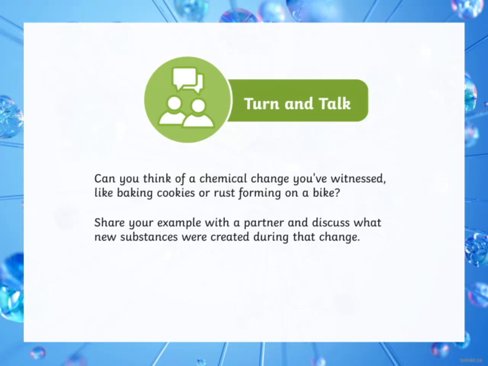Think about a chemical change you've seen happen, maybe baking cookies, or rust forming on a bike. What's really happening there? New substances are being created. Now, turn to a partner and share your example. Talk about what changed and what new stuff was made during that process. This is a chance to connect what we're learning with real life and hear different perspectives along the way.